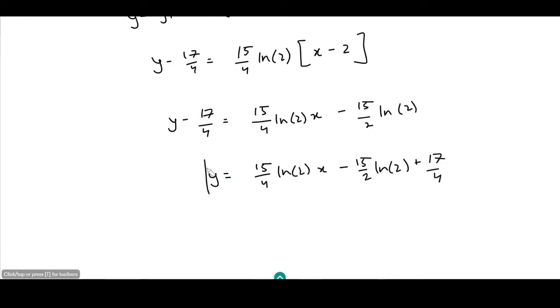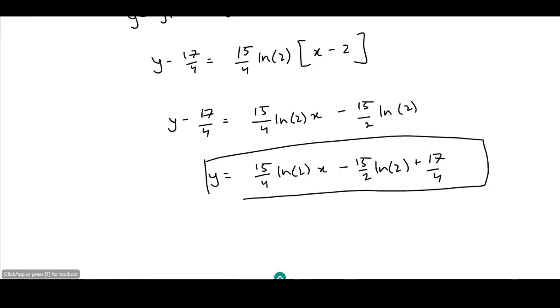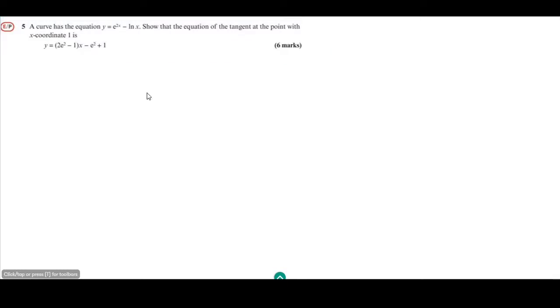Okay, and this is the equation of the tangent to the curve at the point P, where the x coordinate is 2 and the y coordinate is 17 over 4. Okay, so the next question is question 5.